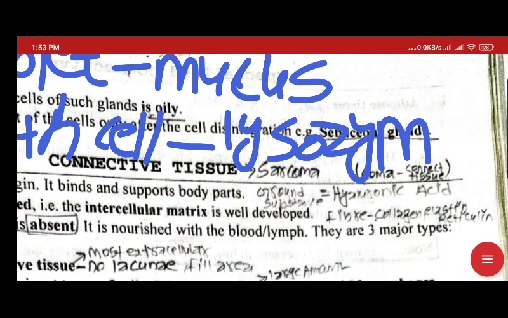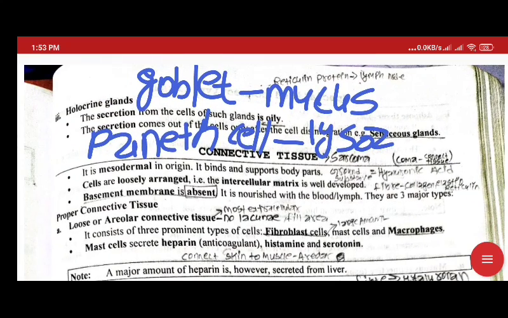Also, students, we should know that a gland is a secretory gland. So glands are formed by zymogen granules, and those zymogen granules are departed from the Golgi body.